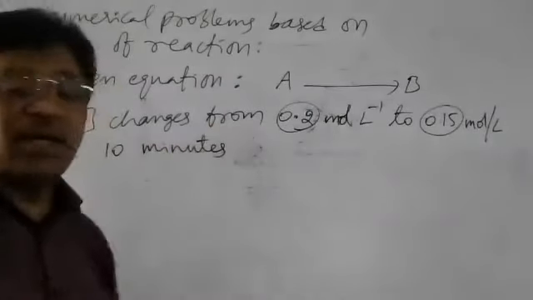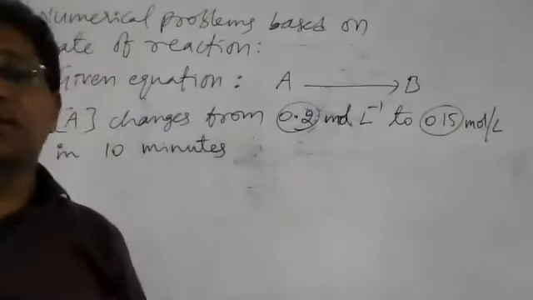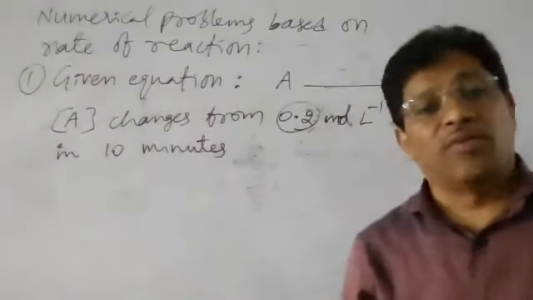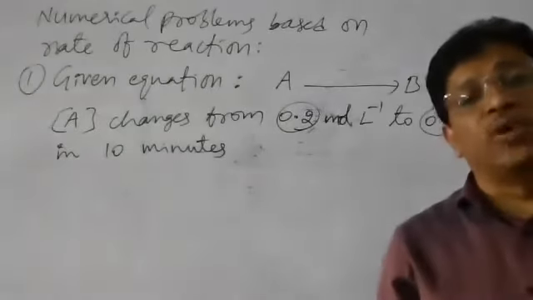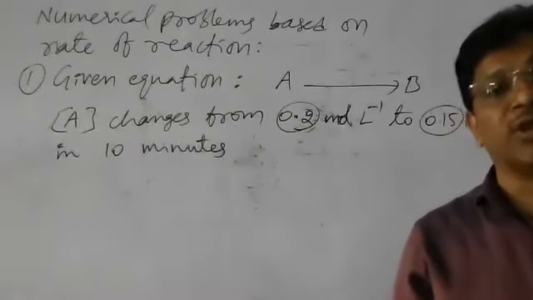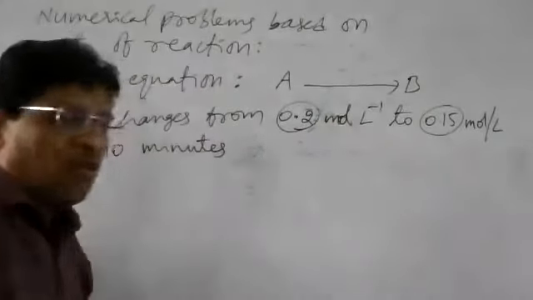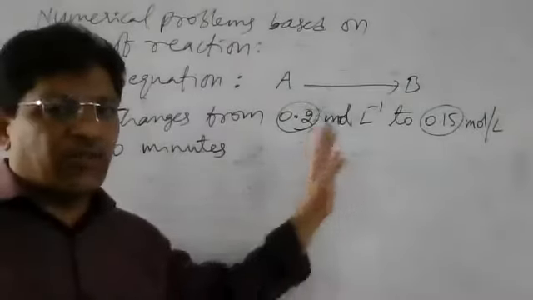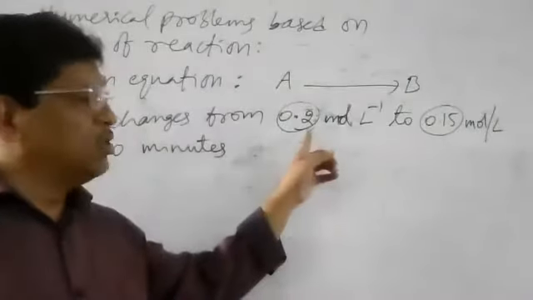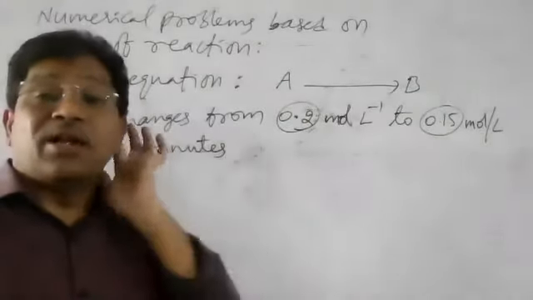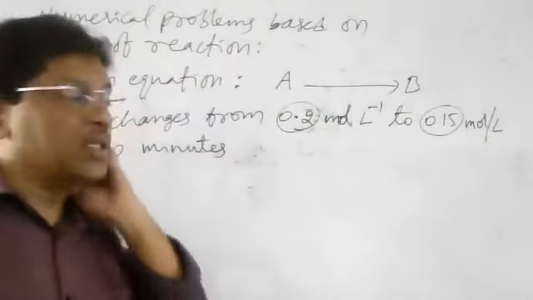In 10 minutes, the reaction has taken place. The concentration of A changed from 0.2 moles per liter to 0.15 moles per liter. Now, what is the initial concentration of A here? What is the final concentration of A? 0.2 is the initial concentration, 0.15 is the final concentration of A.